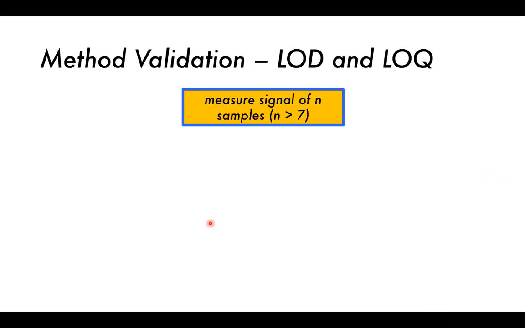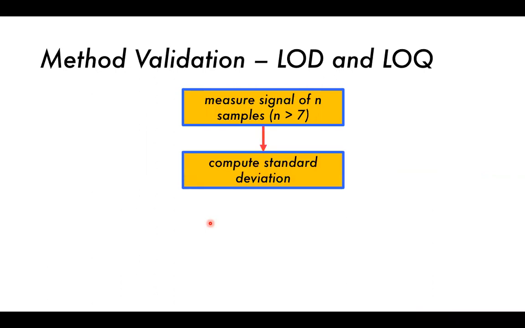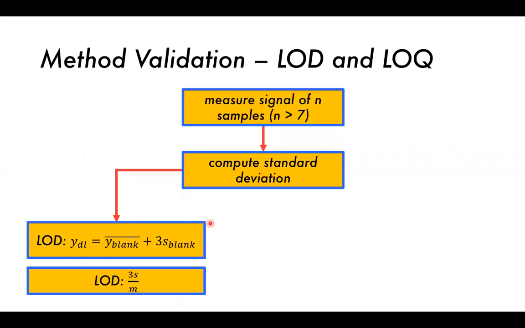So how do we go about determining the limit of detection and the limit of quantitation? So usually we would measure the signal of n samples where n is greater than 7. Then we would compute the standard deviation and the mean for these. And then to get the limit of detection, the detection limit y value is going to be equal to the mean of the blank values plus 3 times the standard deviation of the blank.